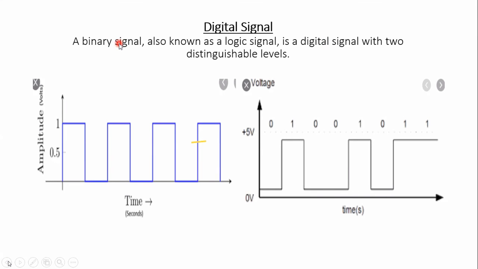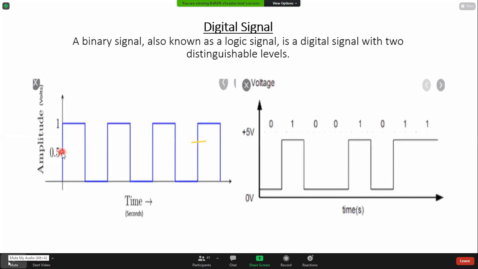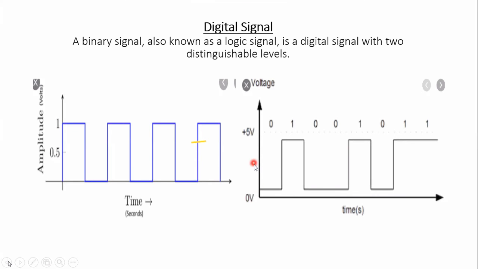Why is the digital signal called a binary signal? Because in the digital signal we represent the value with binary values 0 and 1. That's why the digital signal is known as a binary signal with two distinguishable labels. Two labels, 0 and 1. Observe this one. This is time. They are taking the time as second. This is the amplitude. Okay, amplitude is taken as the volt. So suppose this is 1 and this is 0.5 amplitude. This is 1, this is 0.5. Okay, and this is the neutral point. Okay, observe 0 volt, this is plus 5 volt.